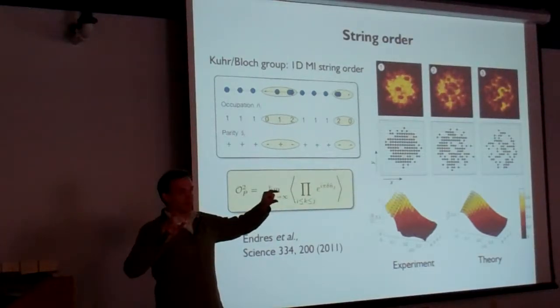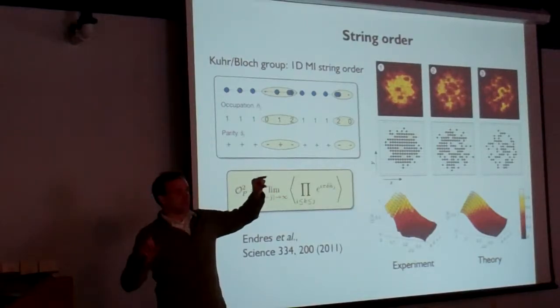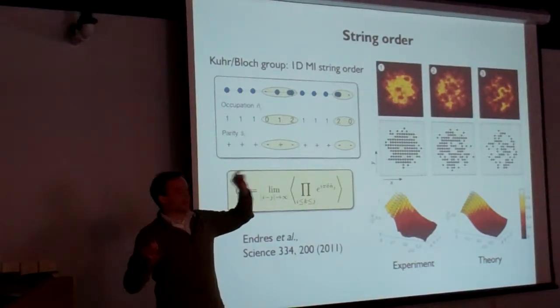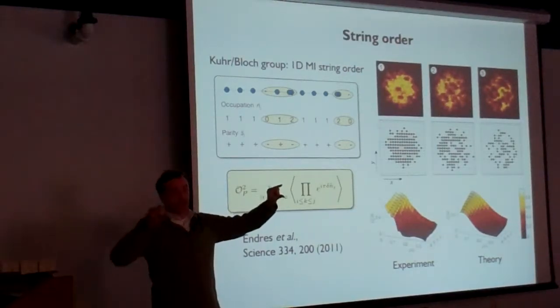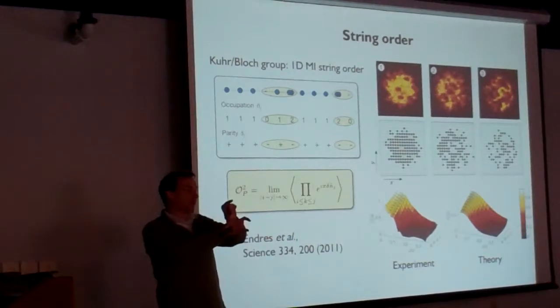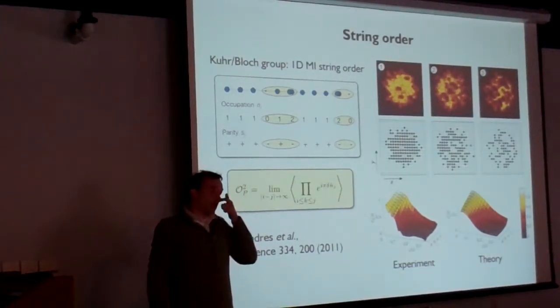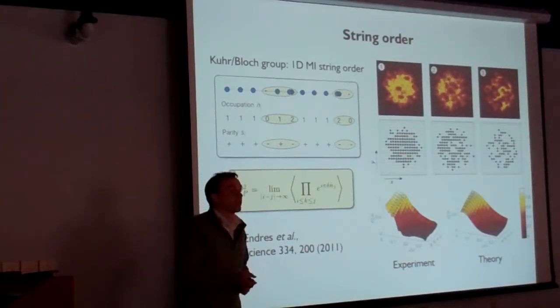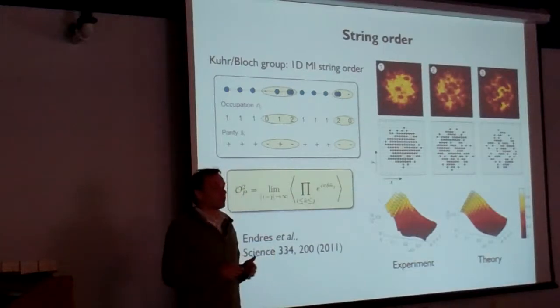And so you could calculate operators like S_x^i, S_y^j, where i and j are pretty far away. You can bring them together and then do a pi over two pulse and then measure the spin projection. So what that means is that you could do real state tomography.